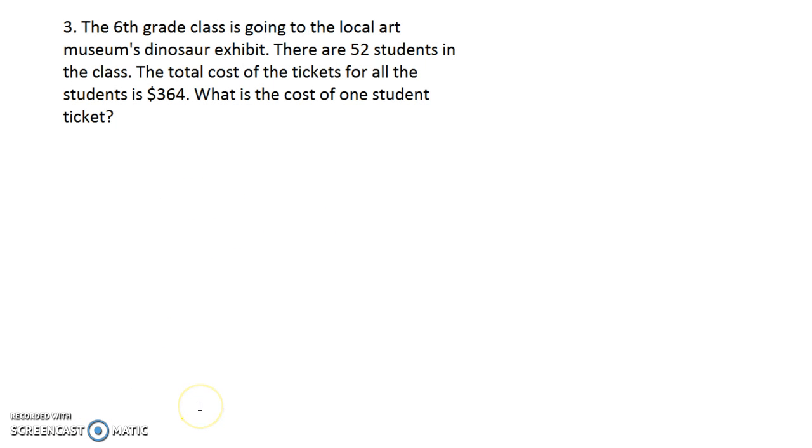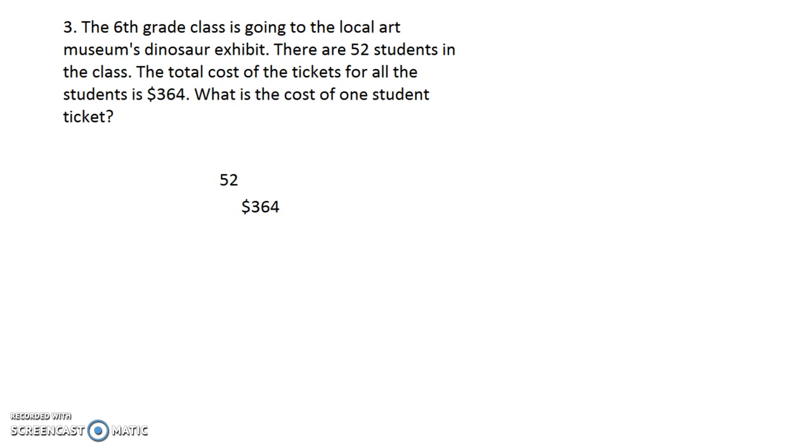All right, so question number 3 is, the 6th grade class is going to the local art museum's dinosaur exhibit. Lucky you guys. There are 52 students in the class. The total cost of the tickets for all the students is $364. So I know there's 52 students, right? And the total cost is how much? $364. All right. So what is the cost of 1 student ticket?